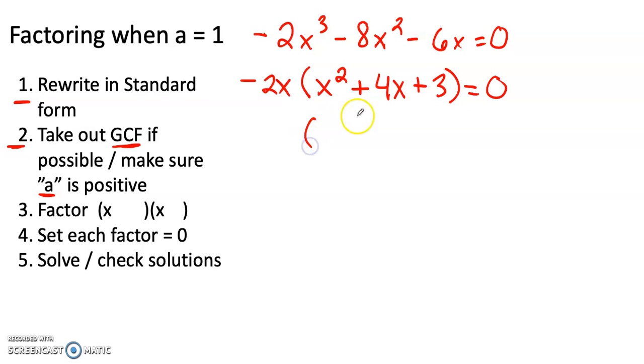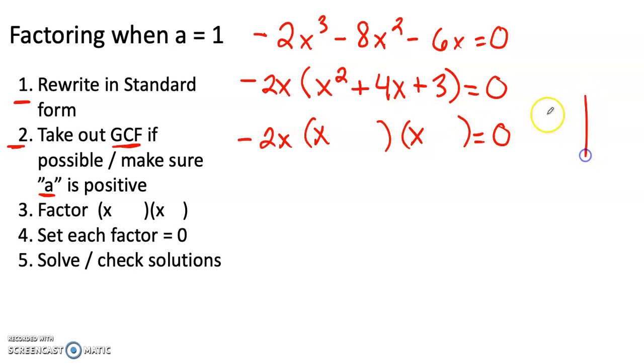Now I can factor out this trinomial. I still have this negative 2x out on the outside. And the easiest way I like to do it is to create this little T-chart here of your A times your C and your B. So that way it helps me come up with my factors of what my A times my C is.